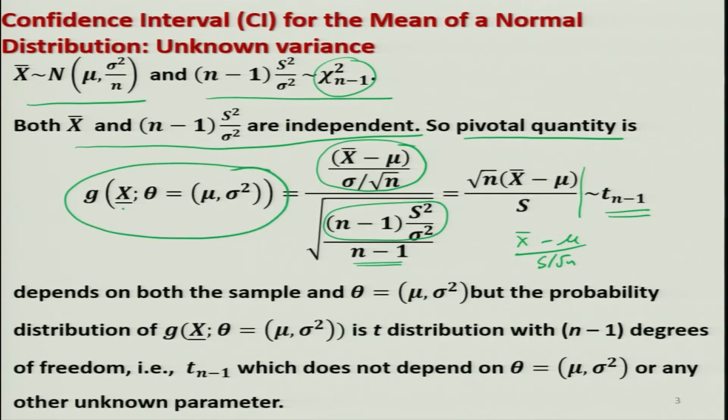Why? Because g(x, theta) with theta as mu, sigma square depends upon mu, sigma square and x1, x2, ..., xn. But this quantity, square root of n times (x bar minus mu) over s, although it is a function of mu, has a probability distribution that is independent of any unknown parameter like mu, and it depends only on the degrees of freedom n minus 1. So, now we can use this pivotal quantity to construct the confidence interval.